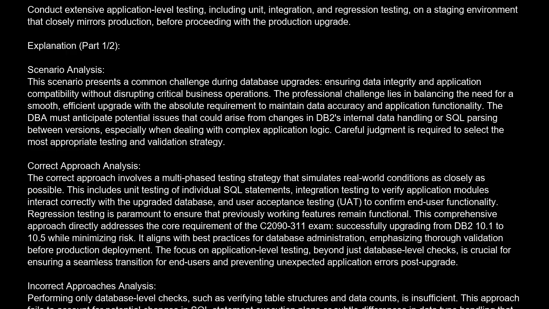The focus on application-level testing, beyond just database-level checks, is crucial for ensuring a seamless transition for end users and preventing unexpected application errors post-upgrade. Incorrect approaches analysis. Performing only database-level checks, such as verifying table structures and data counts, is insufficient. This approach fails to account for potential changes in SQL statement execution plans or subtle differences in data type handling that might only manifest during application runtime.